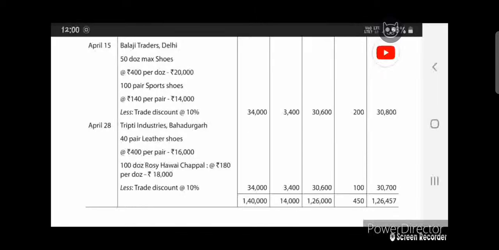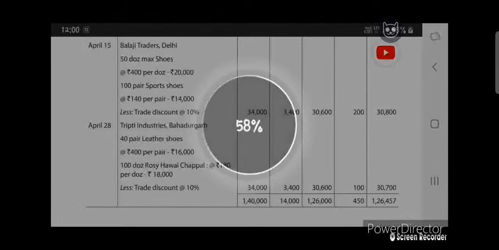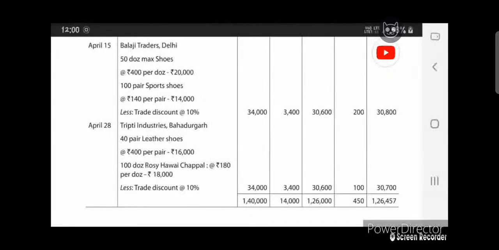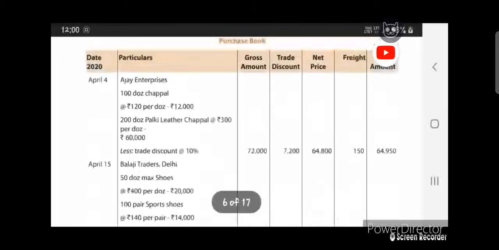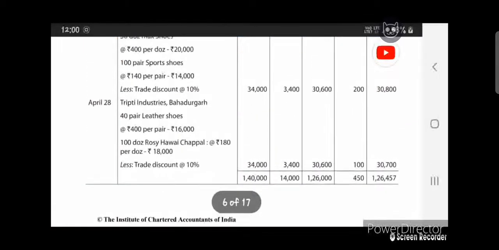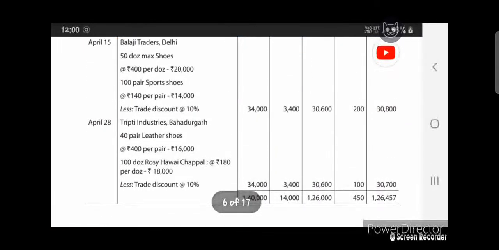So the total amount is 34,000, and the discount they are offering is 3,400. Therefore the amount is 30,600, plus the freight amount that you have to pay for transport of goods, which is 200. Therefore 30,800 is the total amount you are paying to them.